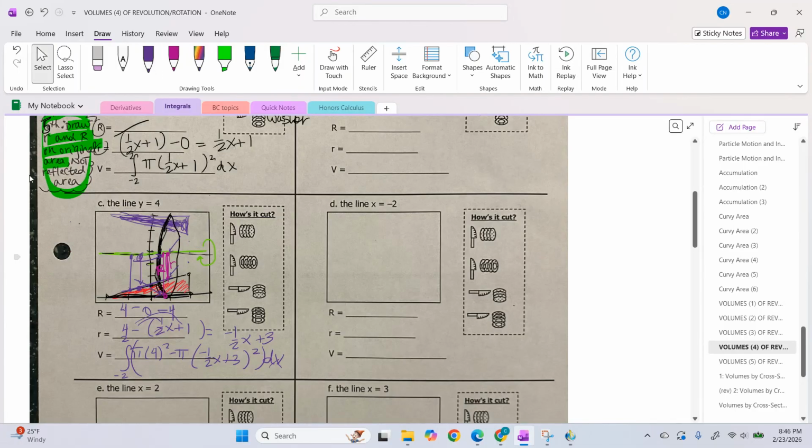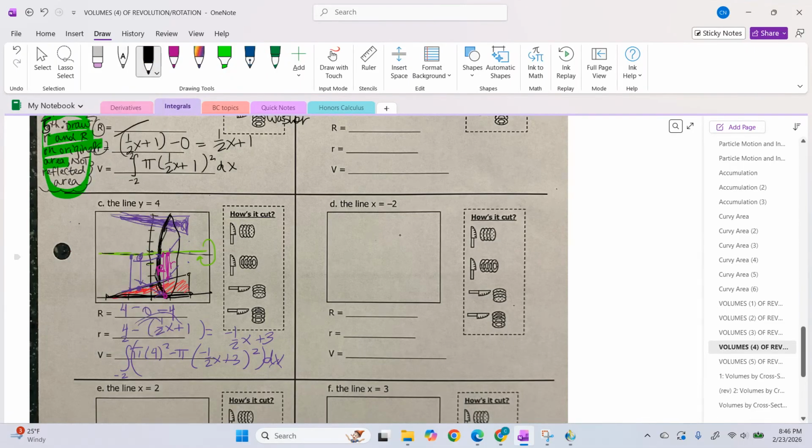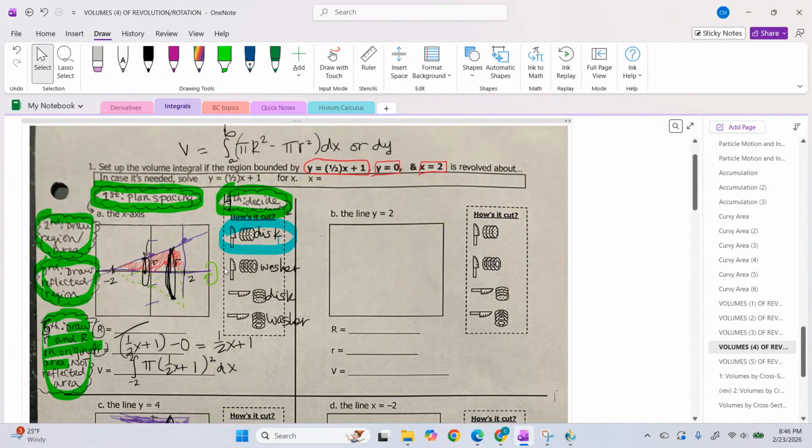All right, cool. Now let's go ahead and mix it up. I'm going to do part D with you all. You can fill in the other ones. So I want to rotate around x equals -2. So let's go back to our original area. And this time I'm going to rotate around x equals -2.